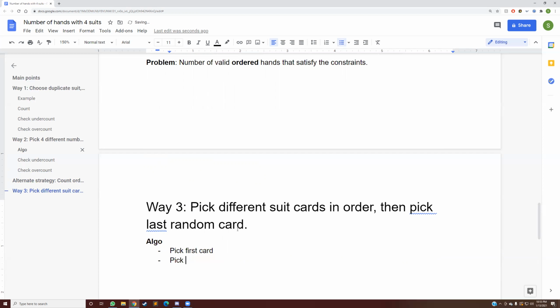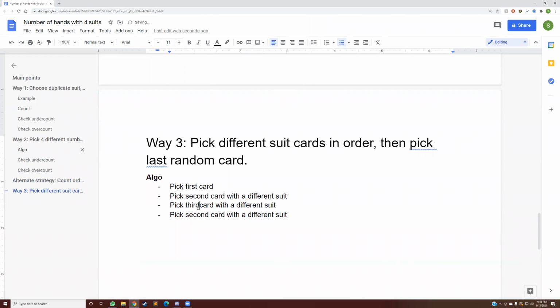Okay. Let's say the algorithm is: pick the first card, pick the second card with a different suit. And then we repeat. Pick the third card with a different suit, pick the fourth card with a different suit from the previous ones. Then pick a random card.